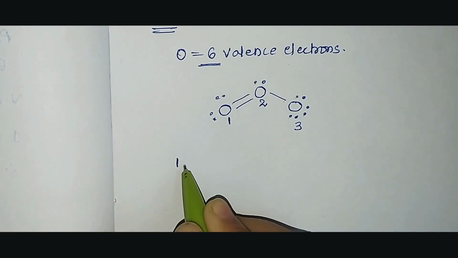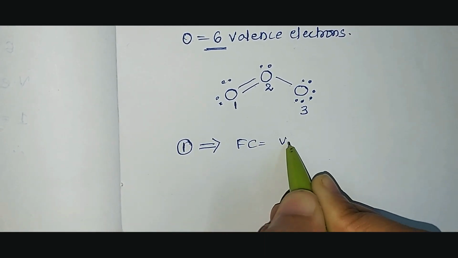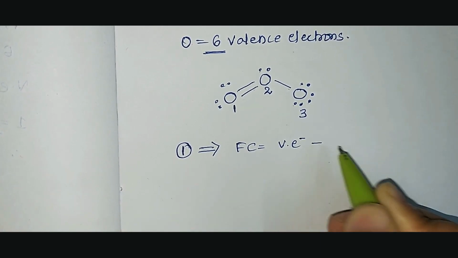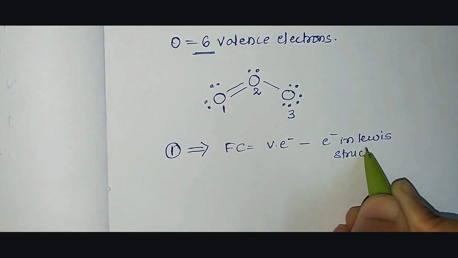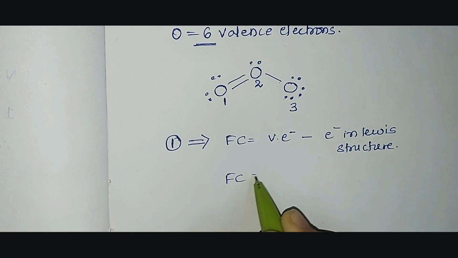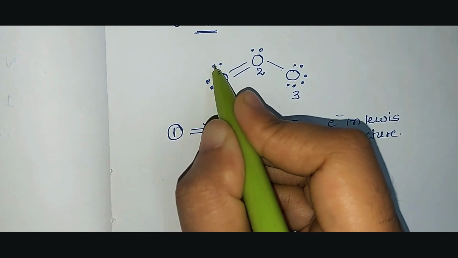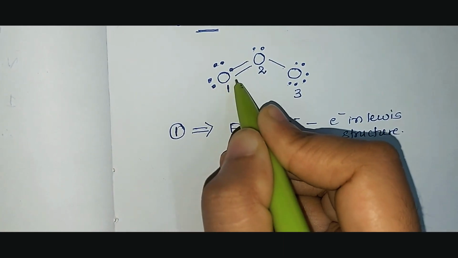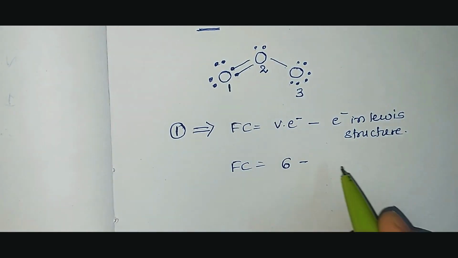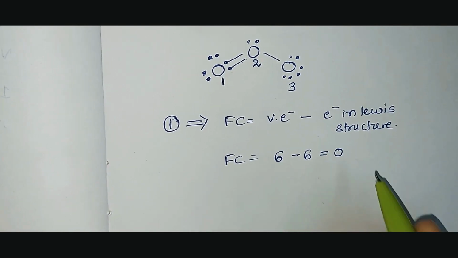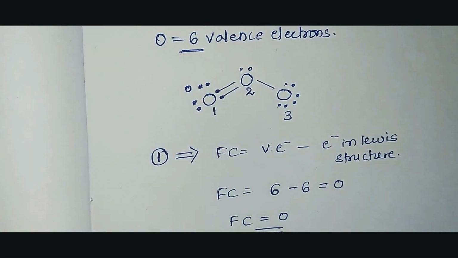On the first oxygen atom, what was the formula for formal charge which I have told you? Valence electrons in free atom minus electrons in the Lewis structure surrounding that atom. We know valence electrons in oxygen are 6. In this, how many are there? 1, 2, 3, 4, 5 and 6, which are towards oxygen one only, you have to consider. So 6 minus 6 is equal to 0. Therefore, the formal charge on the first oxygen is 0.